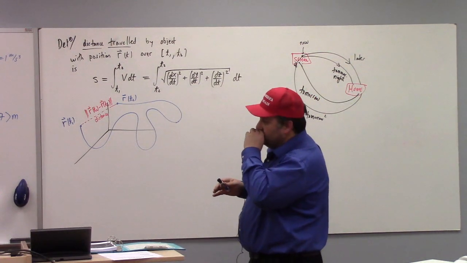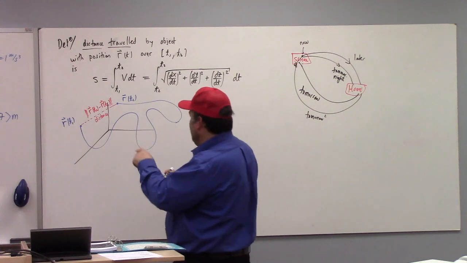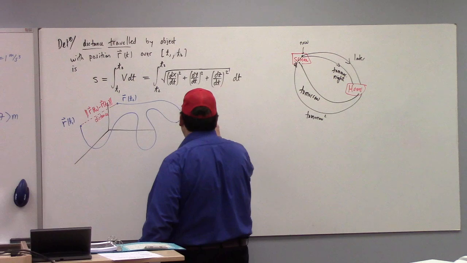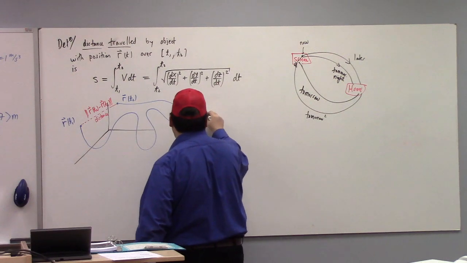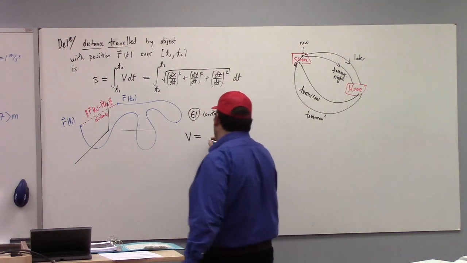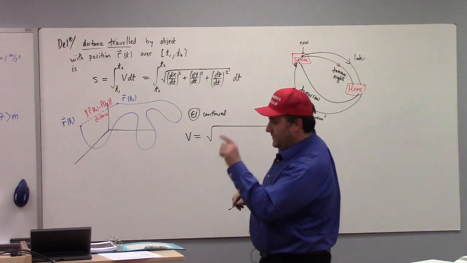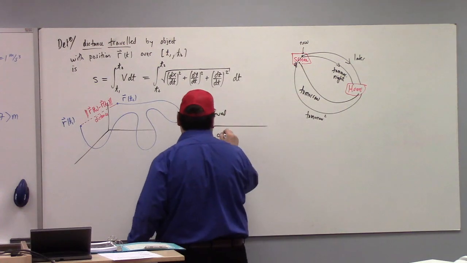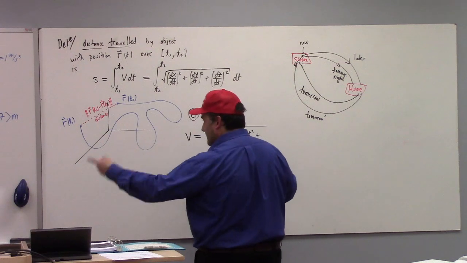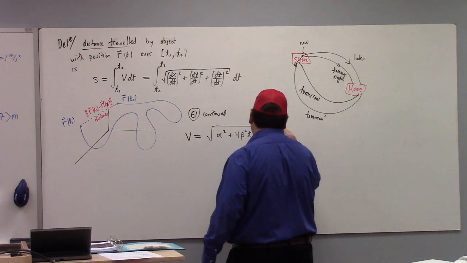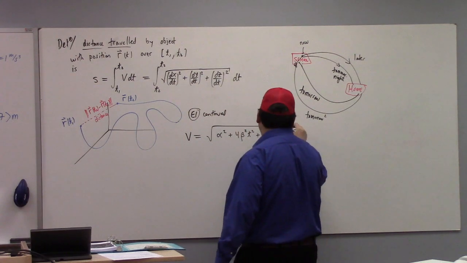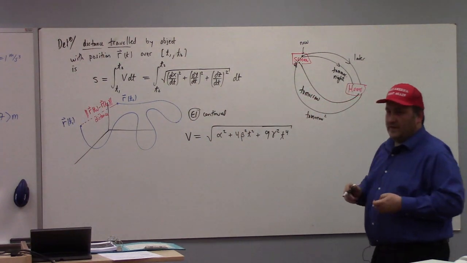So listen, going back to my example 1, what's the speed for example 1? The speed for example 1 is the square root of alpha squared plus 4 beta squared t squared plus 9 gamma squared t to the power 4. There you go. That is the speed for that trajectory.